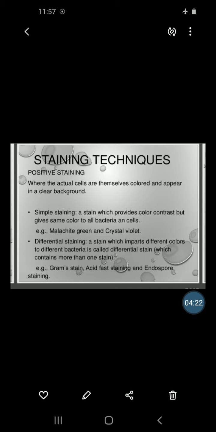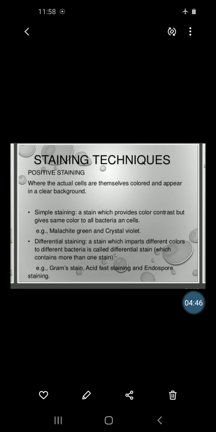First, positive staining, where the actual cells are themselves colored and appear on a clear background. What is positive? It means the cells are colored and the background appears colorless. The background is clear. Then it is positive staining.